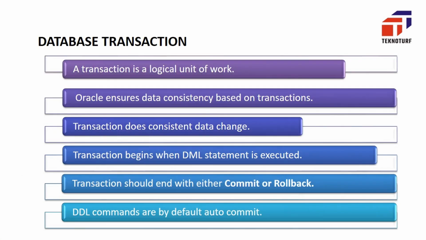A transaction is a very small logical unit of work and it may contain several low-level tasks. A transaction in a database system must maintain atomicity, consistency, isolation, and durability, commonly known as ACID properties, in order to ensure accuracy, completeness, and data integrity. A transaction begins when a DML statement is executed. A transaction should end with either commit or rollback. DDL commands are by default auto-commit.